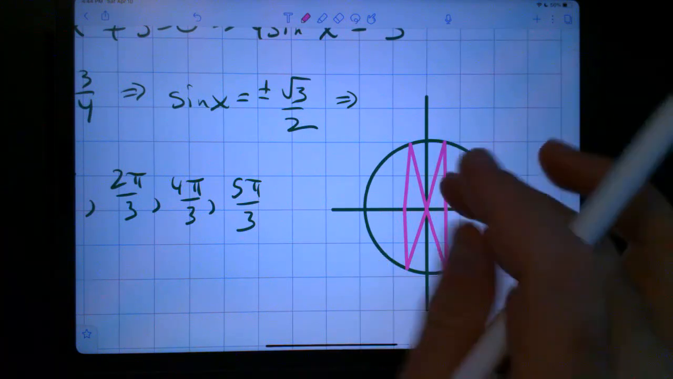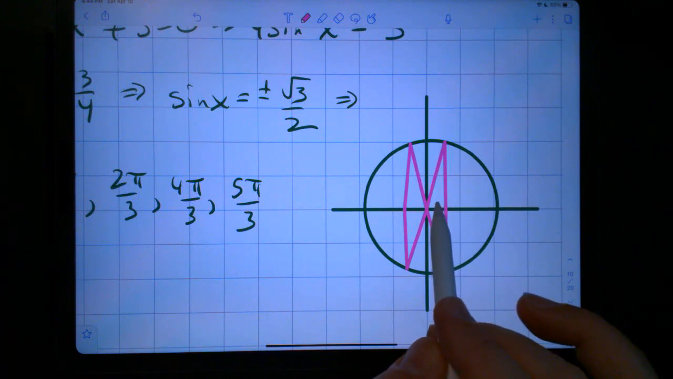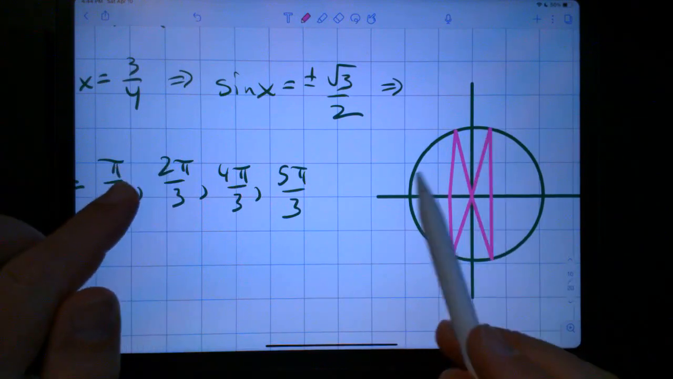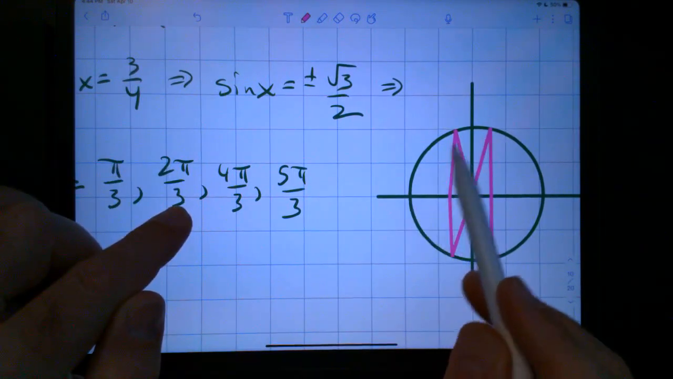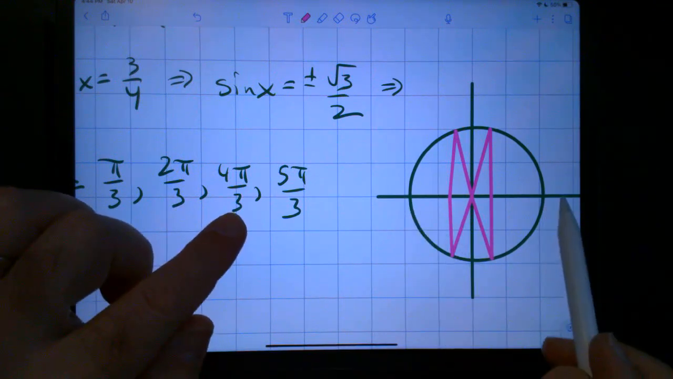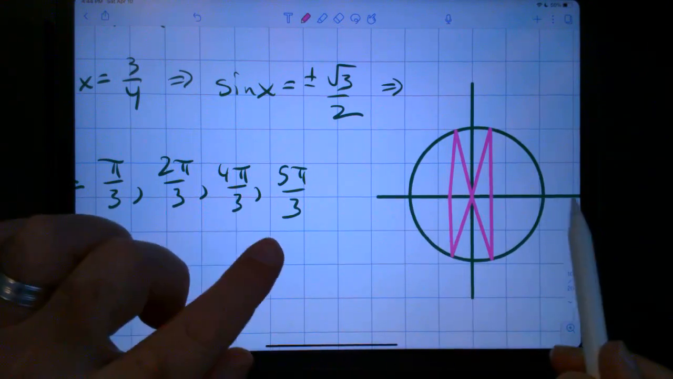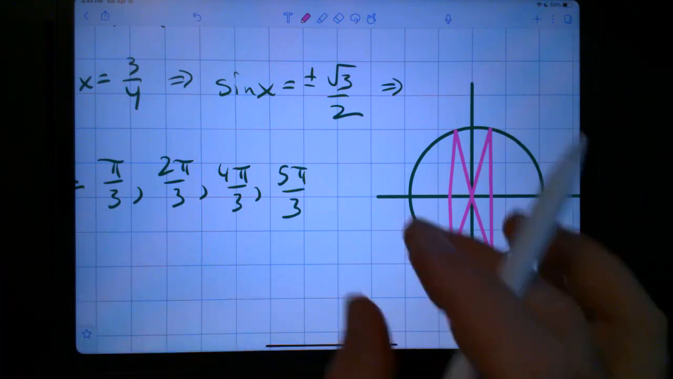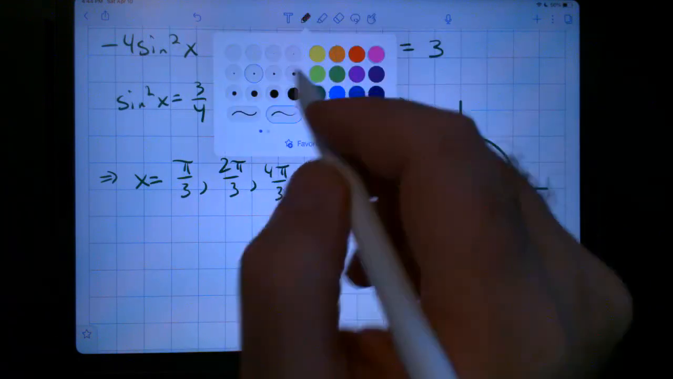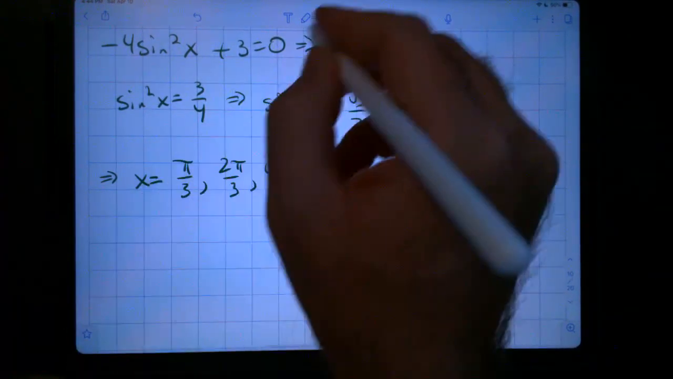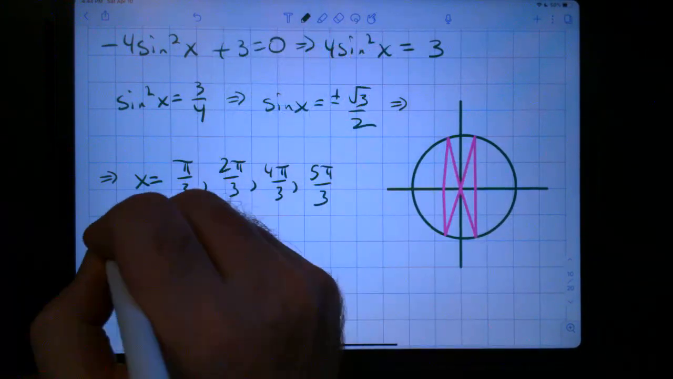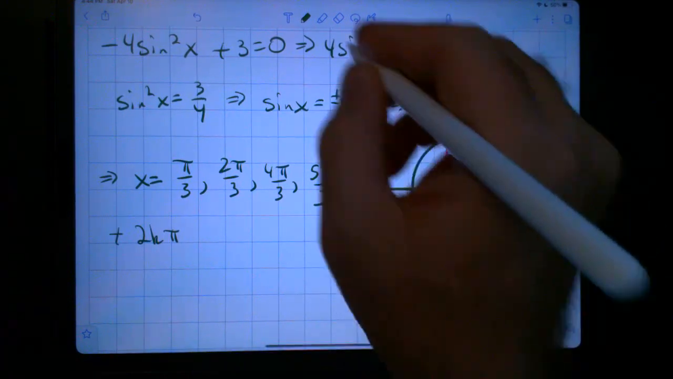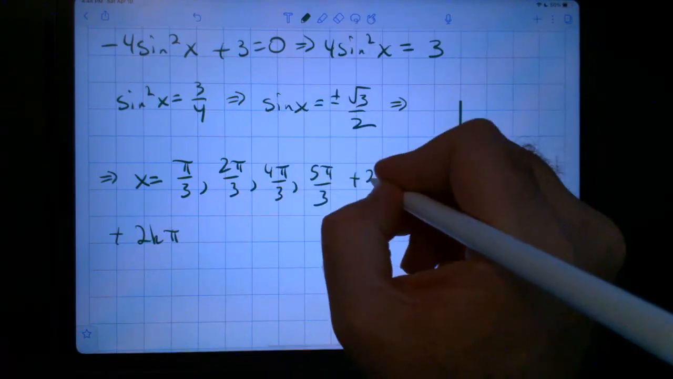a minus. And this happens at 60 degrees on the inside, or pi over 3. And this is pi minus pi over 3. And this is pi plus pi over 3. And this is 2 pi minus pi over 3. And then plus 2k pi. Now we need to find out if all of these are good angles or not.